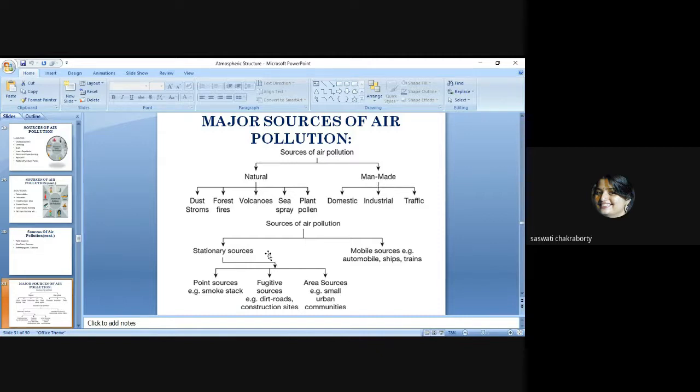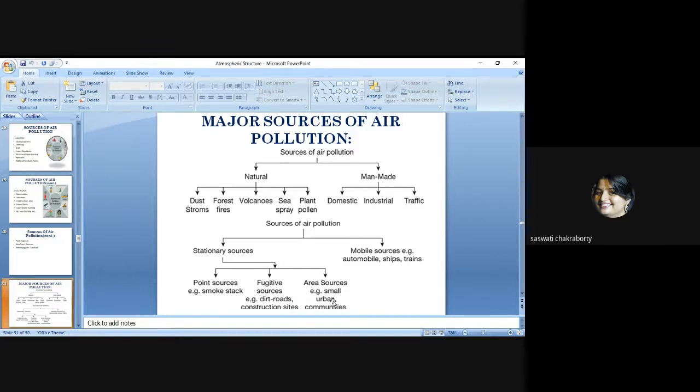Plant pollen, as I said, these are biological objects. Man-made sources are again domestic, industrial, and traffic. Domestic is mostly indoor pollution, while industrial and traffic are outdoor. Sources of air pollution are also stationary sources, such as smokestacks from industries. Stationary sources also include construction sites, called fugitive sources: dirt roads, road construction, industry construction, and building construction.